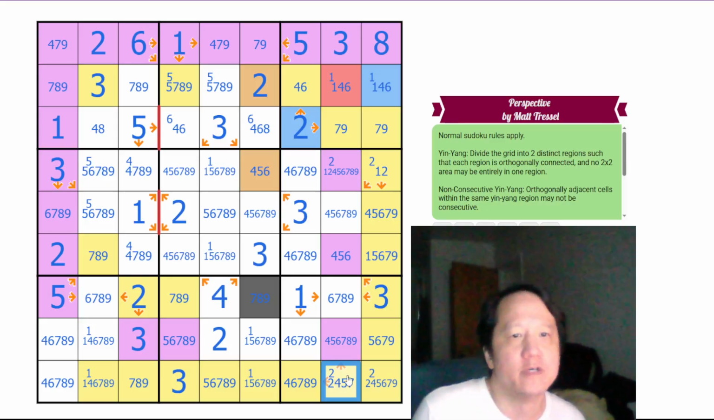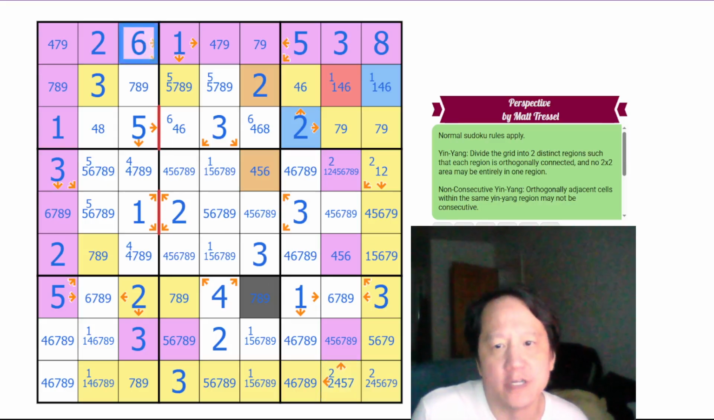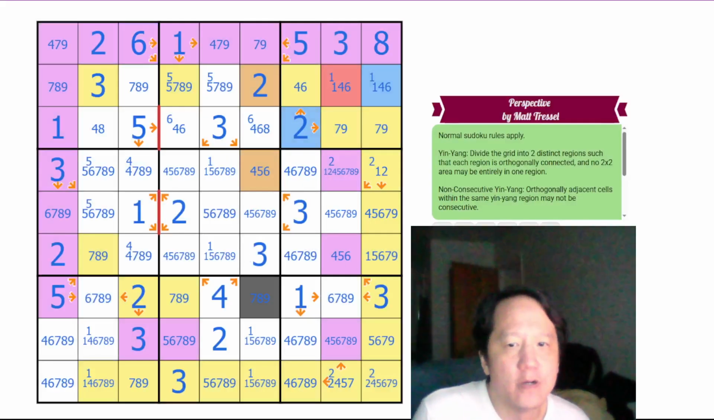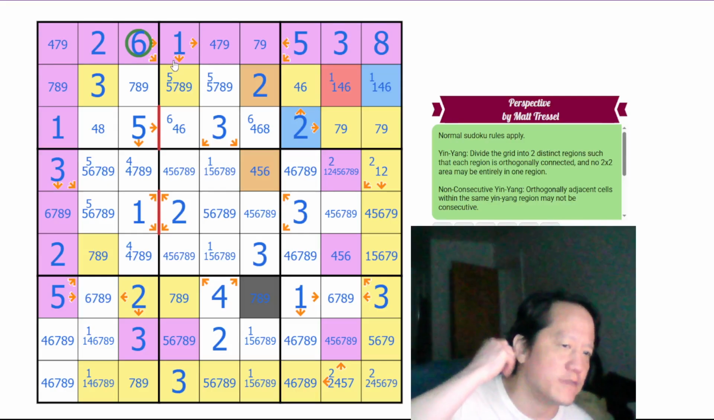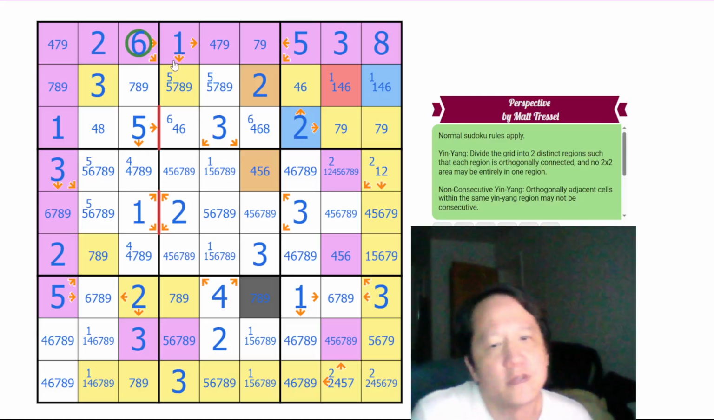Okay, so which are the ones that are completely done? We'll mark those as green. 6 is completely done. It has 3 and 8, and there are different regions. 1 is kind of done. Red will mark as the ones where we don't have any of the, how do you say it?